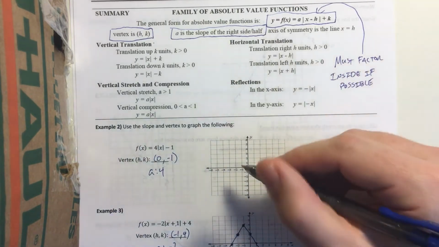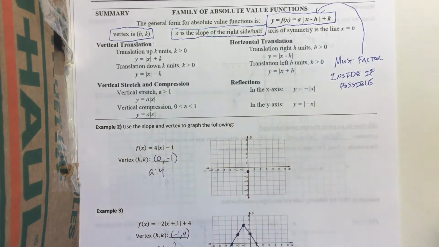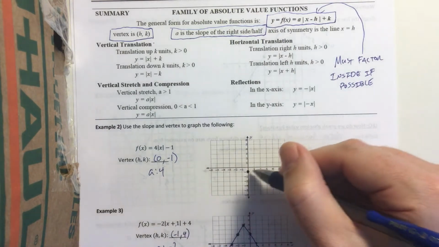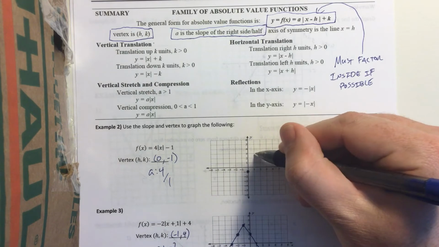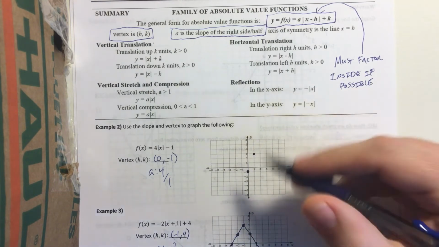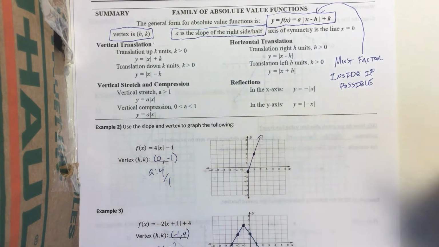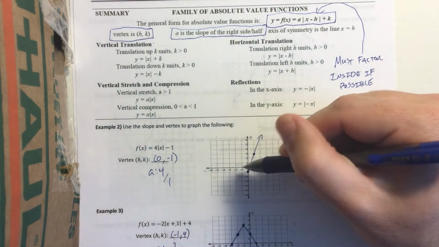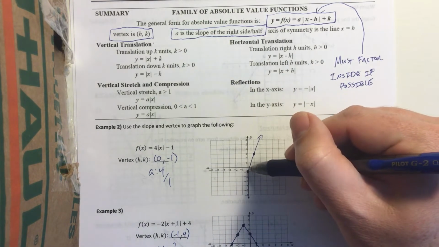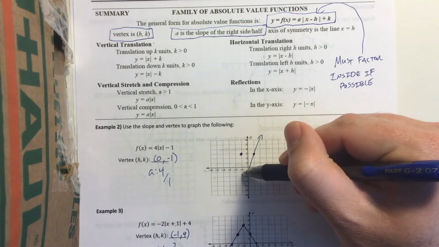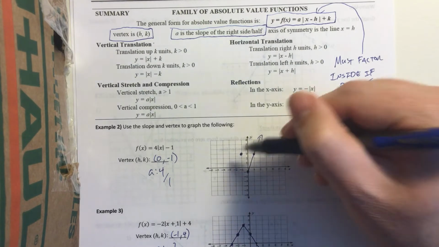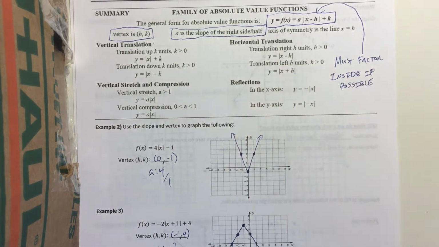So if we graph 0, -1 to start with, that's our vertex. And the a value is the slope on the right side. The slope is going to be 4 over 1, so we're going to go up 4 over 1. I guess that's all we can graph here. We're going to have it look like this. On the left side, we just want to do the opposite. Instead of going up 4 over 1, we're going to go up 4 left 1. And what this creates is down 4 over 1 when we come from this side. And that's our graph.